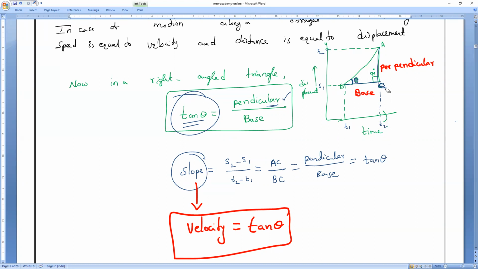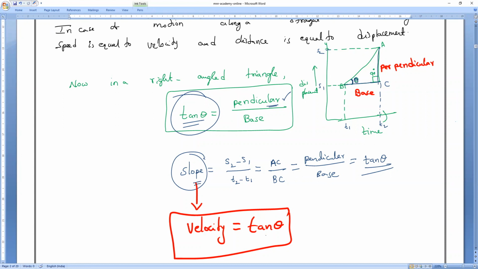BC means it is the base and AC means it is the perpendicular. So we all know perpendicular divided by base is equal to what? Perpendicular divided by base is known as tan theta. So we know the slope of a graph will give you velocity.